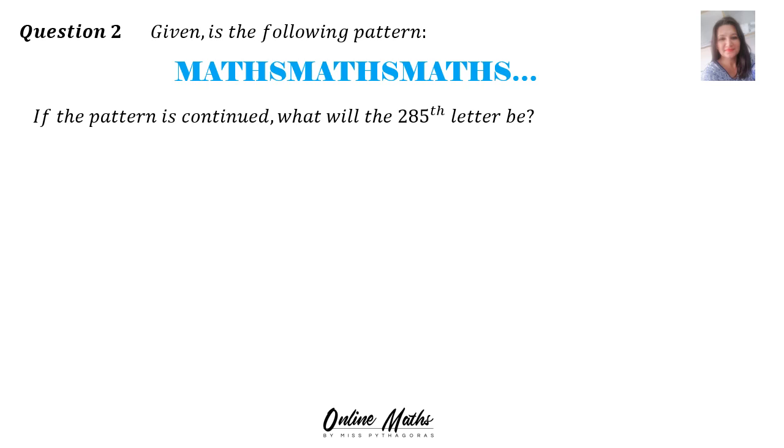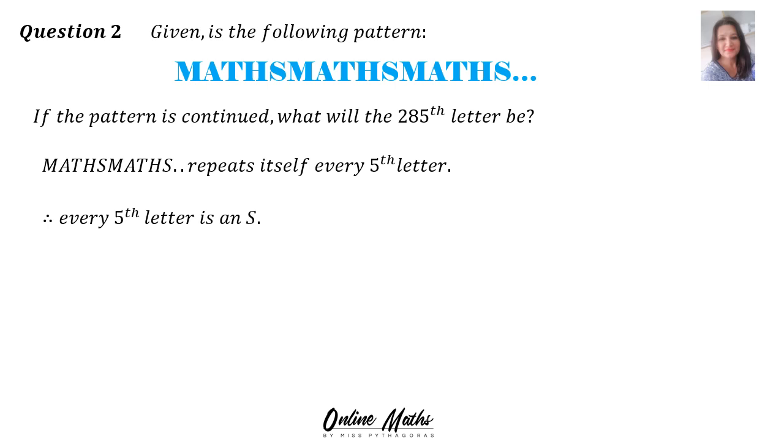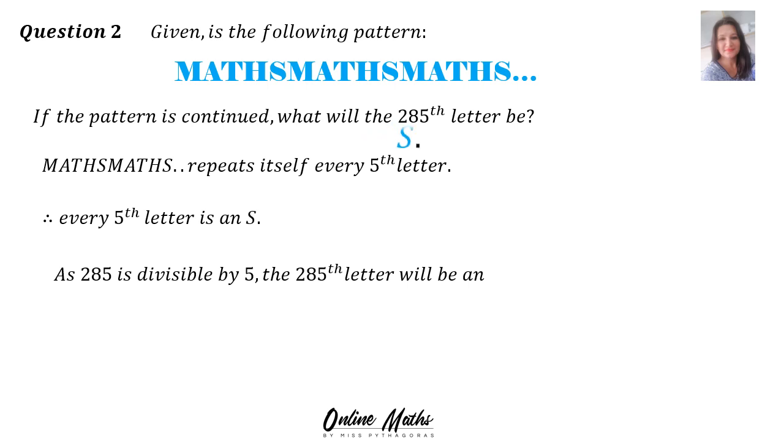Question 2. Given is the following pattern, and then there you see the pattern. If this pattern continued, what will the 285th letter be? So we start by discussing that the pattern repeats itself every 5th letter. Every 5th letter is an S. As 285 is divisible by 5, the 285th letter will be an S.